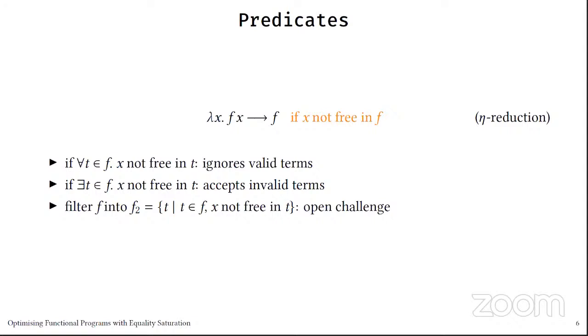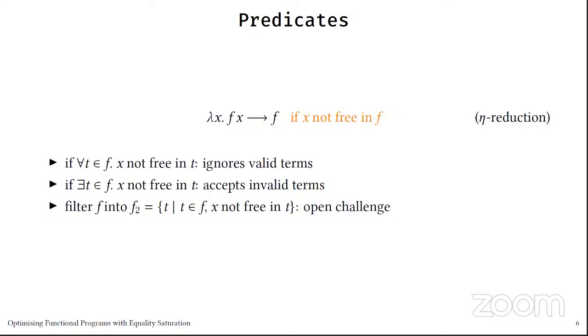Now let's talk about predicates. So in rewrite rules, such as eta reduction, you need predicates to make sure that X is not free in F. And the problem again here is that F is not a term, but it's an E-class, which represents many equivalent terms.